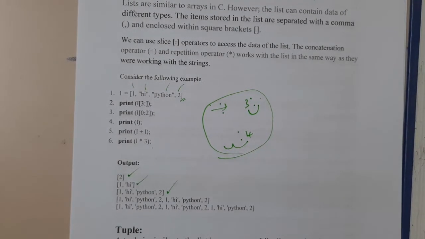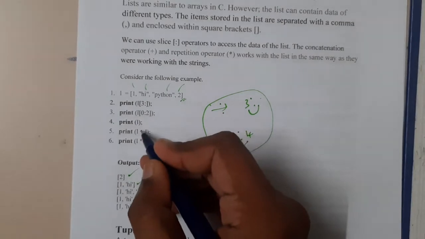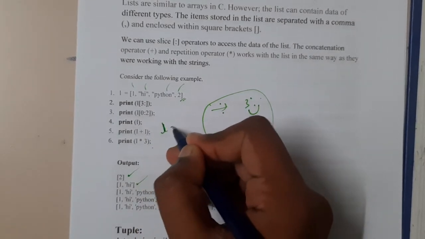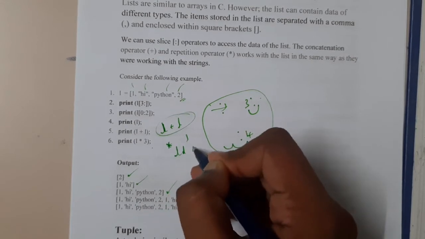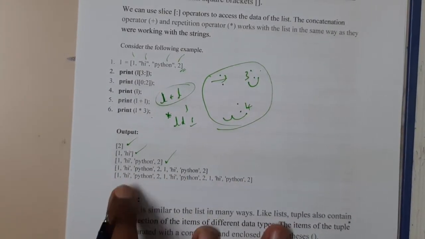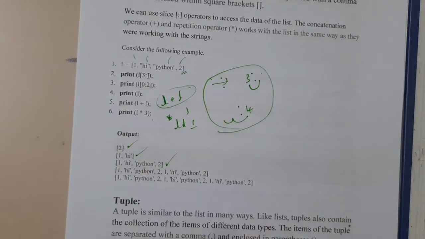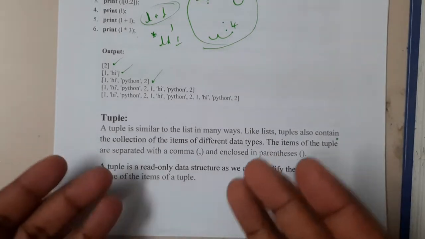So here the twist comes, guys. Whenever you write plus 1 or into 2, it will just double the things. Basically, L plus L means instead of once, it will print the list 2 times. If you write into 3, it will print 3 times. So if you observe, the list is printed once and twice here, and here the list is printed 3 times. Got it? It works as a duplicate, guys.